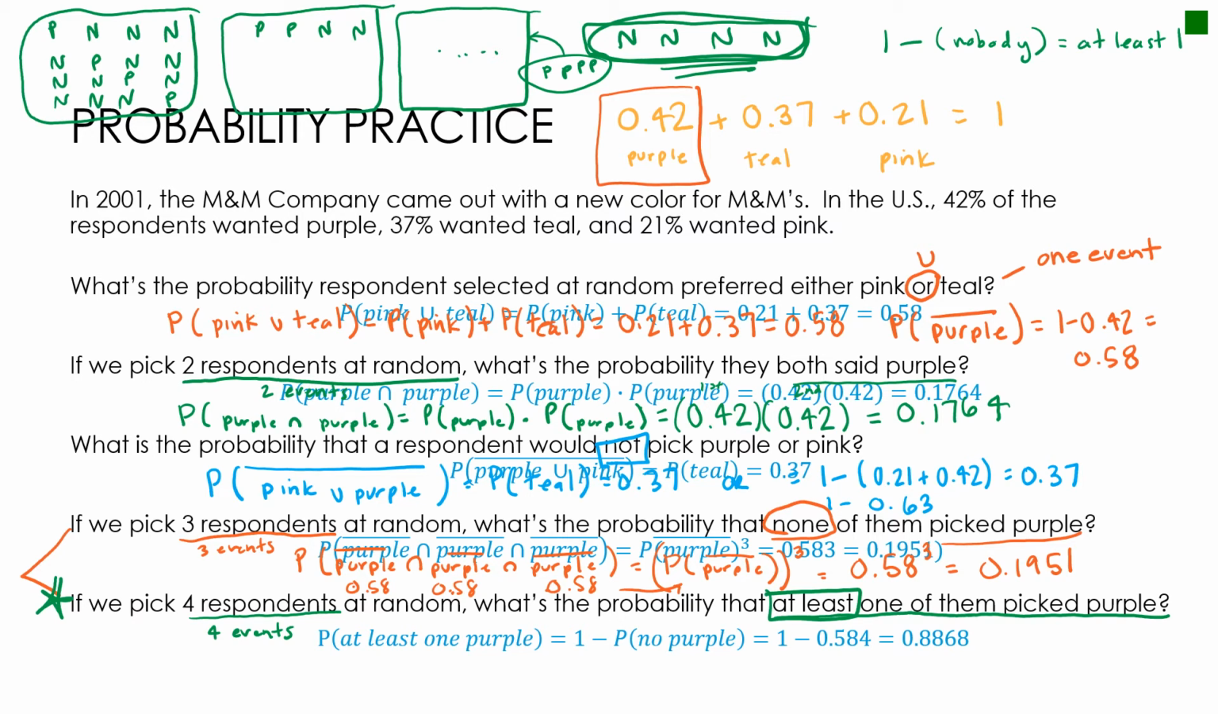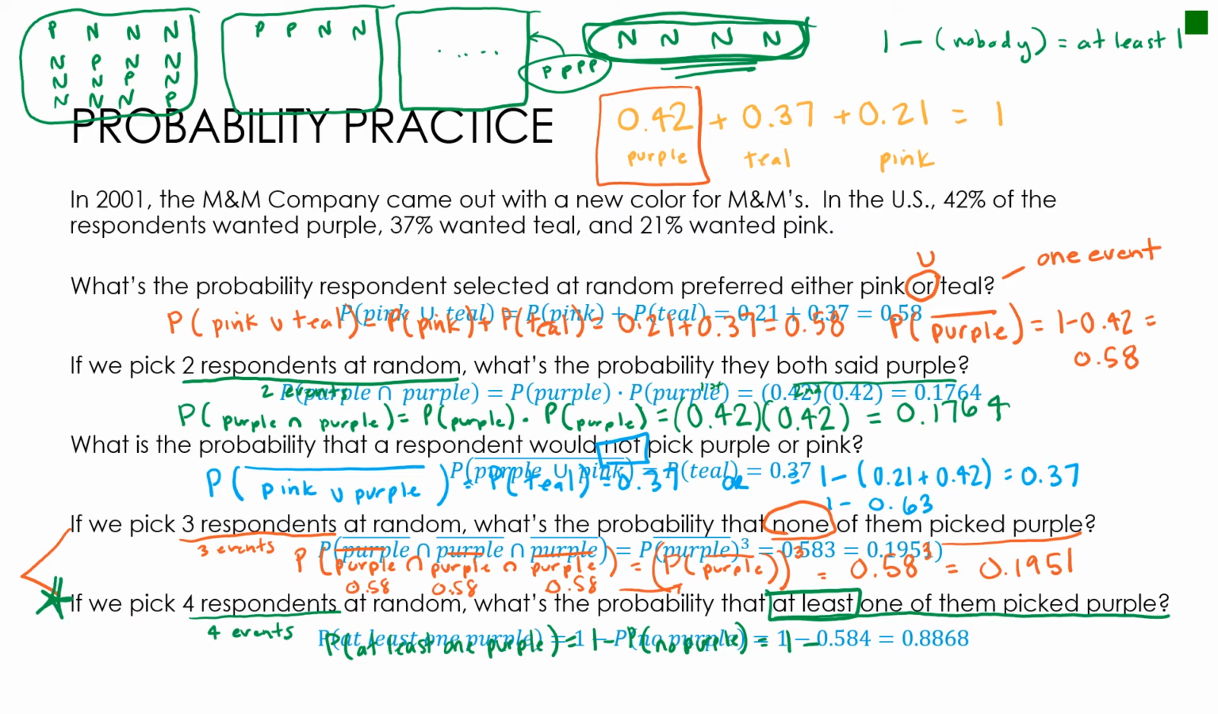So let's do that. What's the probability that nobody picked purple? Well, we kind of looked at that in our previous question. And here I'm going to put P(at least 1 purple), and that's going to be 1 minus the probability of no purple. That's the big idea. So how am I going to calculate that?